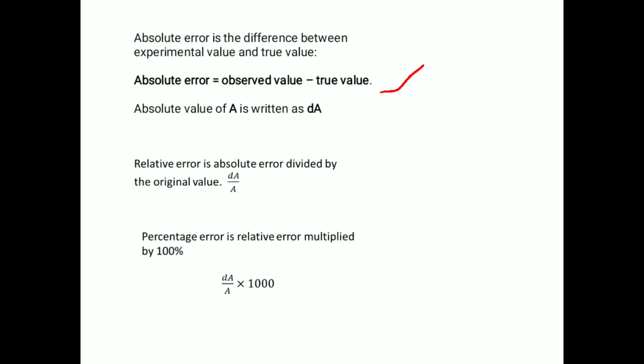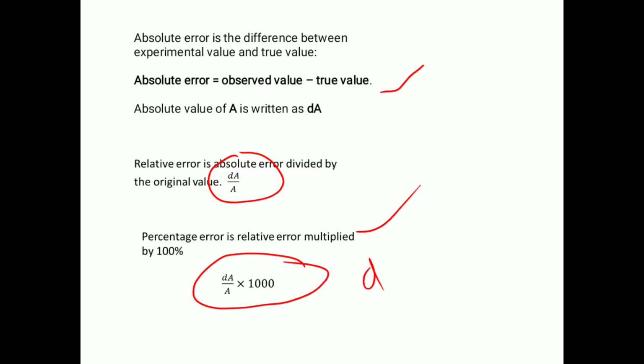Now the relative error is absolute error divided by the original value, that means dA over A. That means the error in A all over A is the relative error. And finally we have that the percentage error is the relative error multiplied by 100. Sorry, that's a mistake. That is dA over A multiplied by 100. So that is it for percentage error. At the end of the video, we'll be looking at standard error.